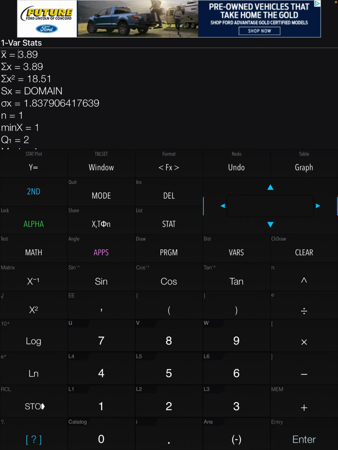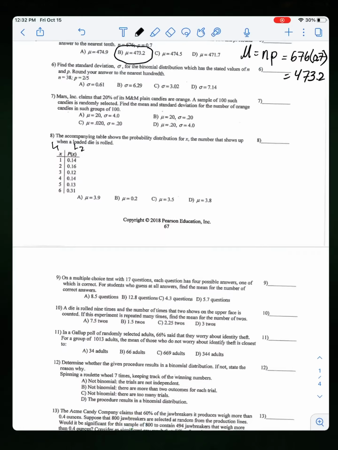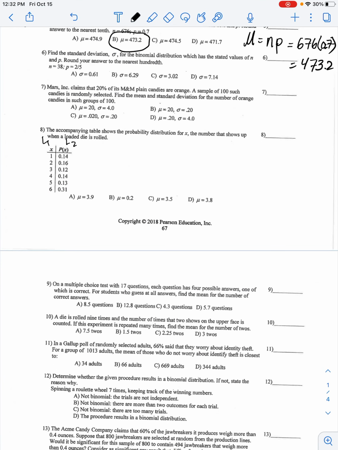What you find here is x bar is the same thing as mu. If I was looking for sigma, I could also find it here, but I'm looking for x bar or mu, that is shown by x bar here, 3.89. So A is the answer. Okay.